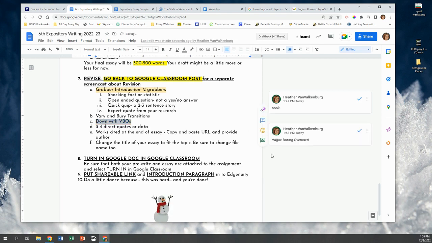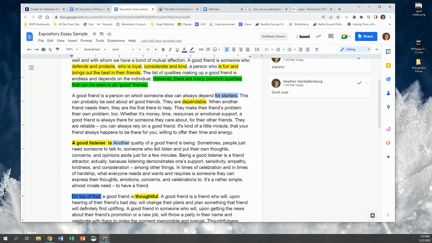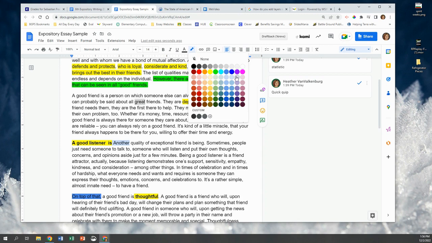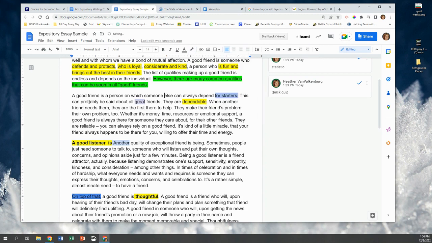So I want you to go through your essay and see, of being a good friend, of being an exceptional friend. A good friend is a person in which you can always depend. You can probably say it about all good friends. All great friends. They are dependable. They are the first to help. Let me highlight some of these so you can see the changes that I made. Oh, let's highlight them in purple. Sure, why not? I forgot where exceptional went. You're probably going to find it.